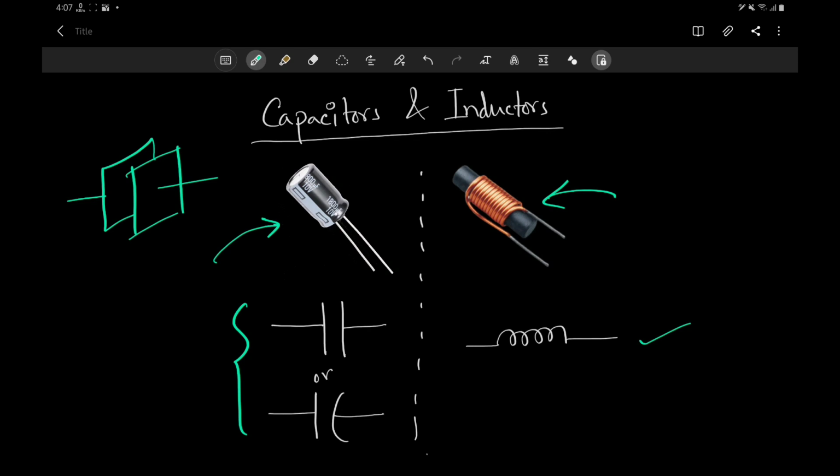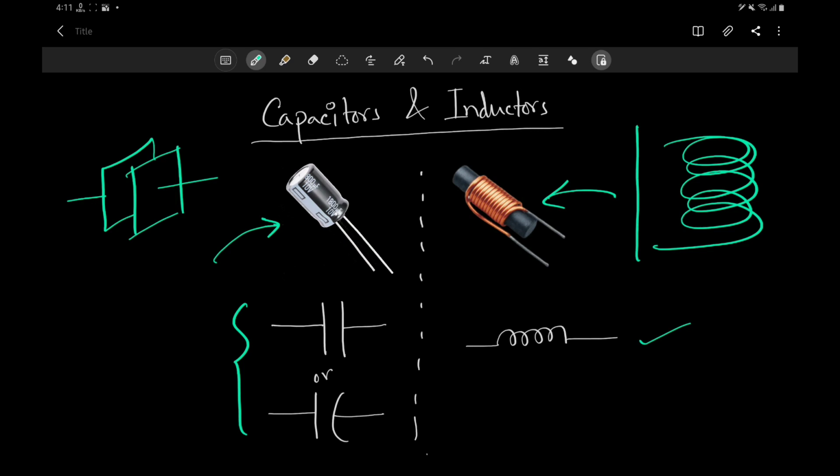What about an inductor? An inductor is basically just a coil of wire and nothing else. So you might be thinking, why is it so different from just a piece of straight wire? The difference is that because you have a coil here, this acts like a magnet and can store magnetic energy. Just like capacitors store electrical energy, inductors store magnetic energy.